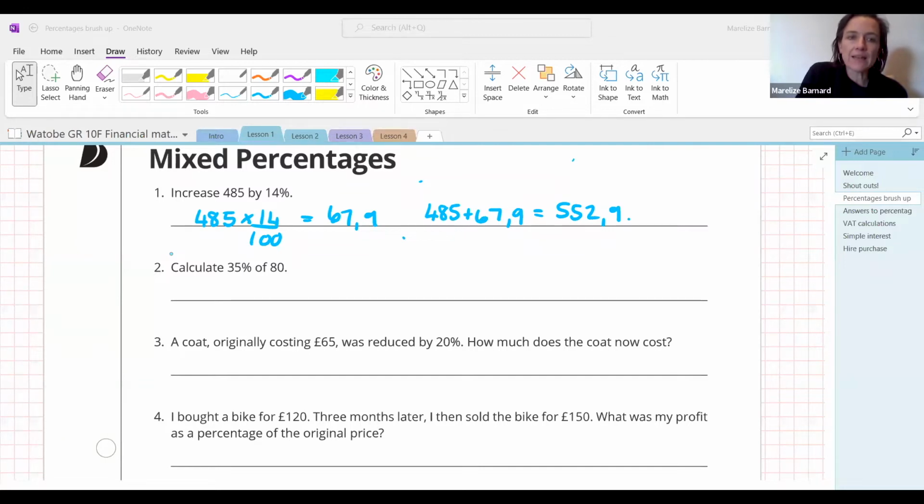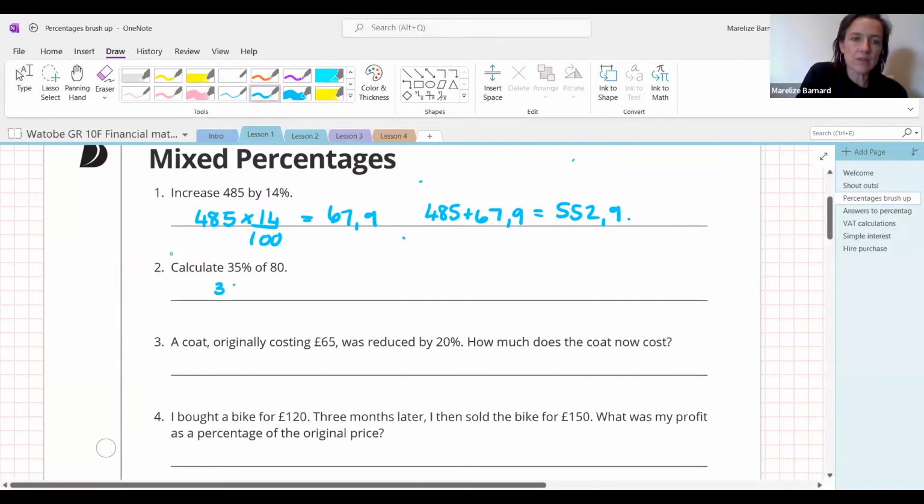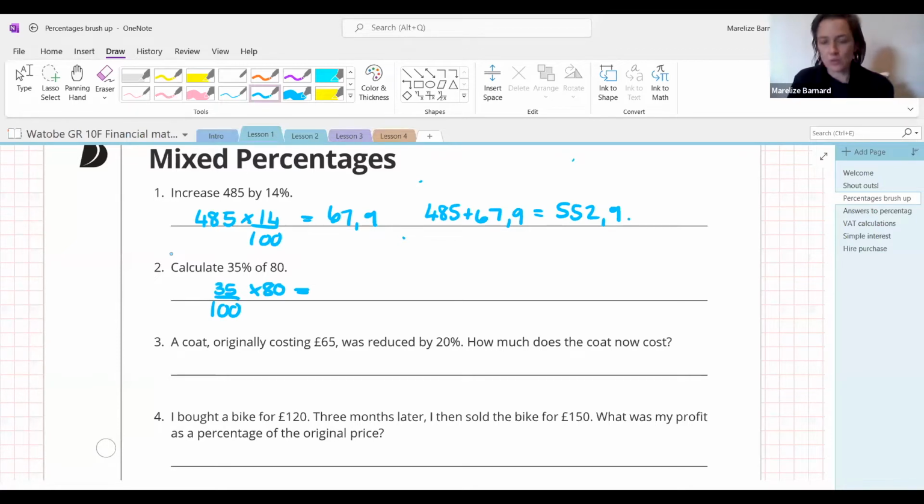So if we are calculating 35% of 80, we're going to go 35 over 100 times 80. And what do we get? 35 divided by 100. We put the 35 over 100 because it is a percentage, and we times by 80, and that gives us the answer of 28. There we go. All right, so 35% of 80 is 28.